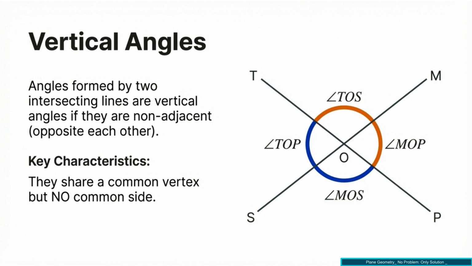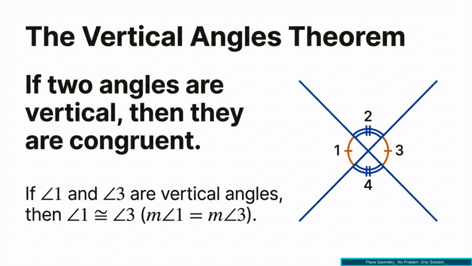Vertical angles are formed by two intersecting lines and are non-adjacent, meaning they are opposite each other. Key characteristics include sharing a common vertex but no common side. The vertical angles theorem states that if two angles are vertical, then they are congruent. For example, if angle 1 and angle 3 are vertical, then their measures are equal.